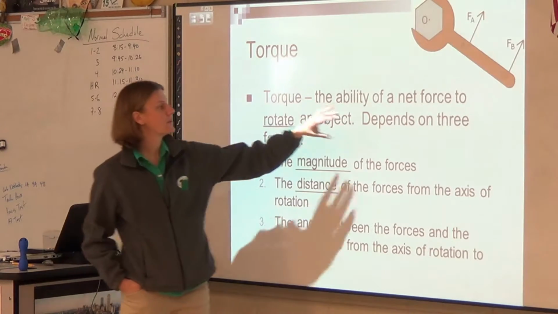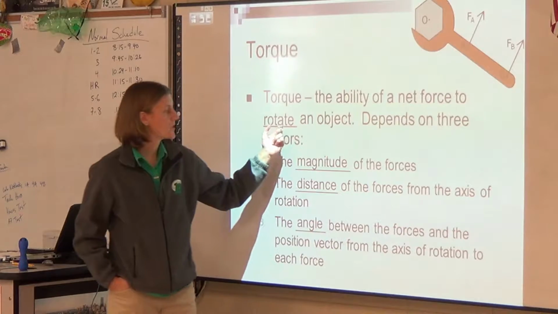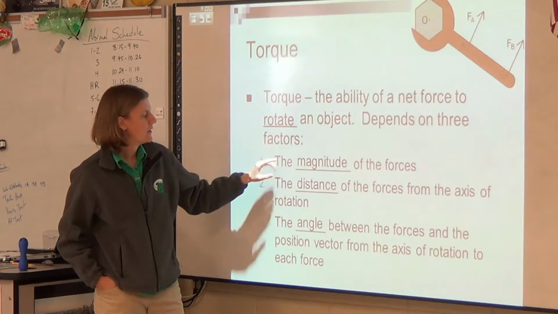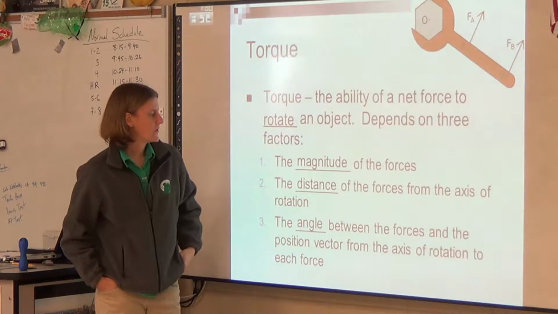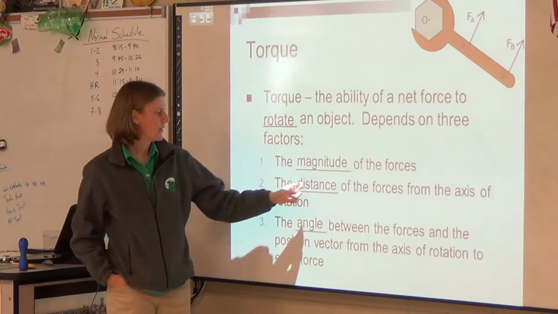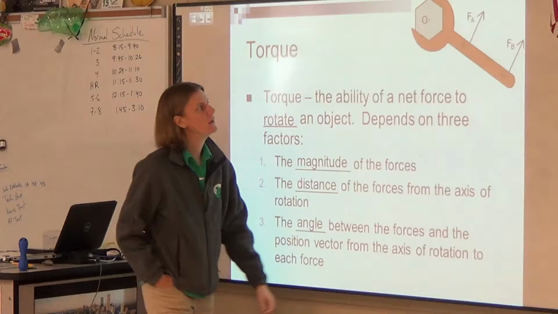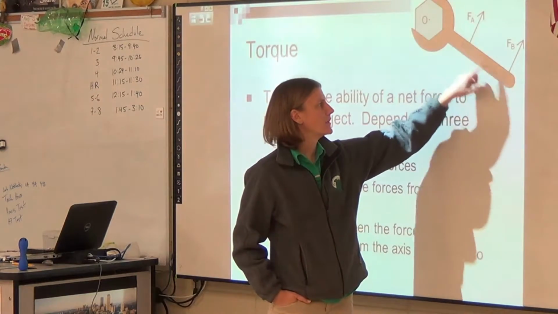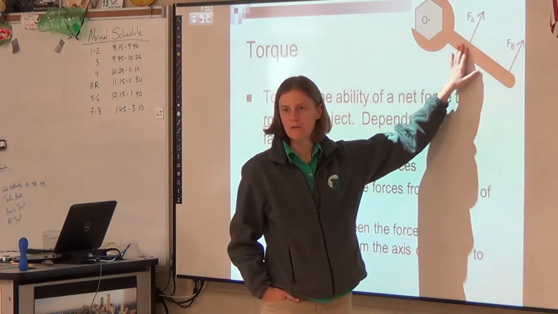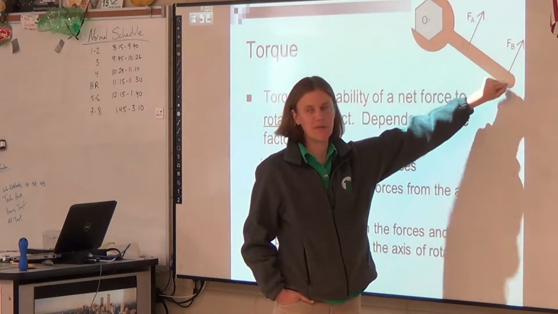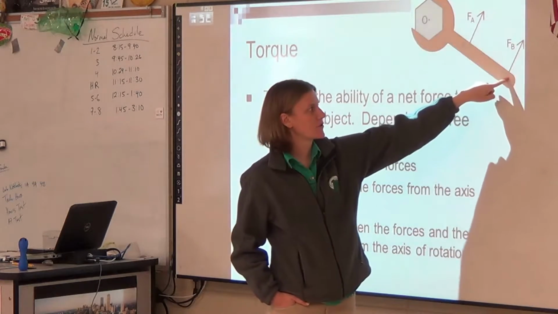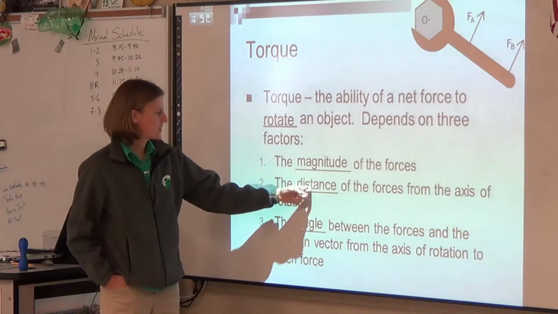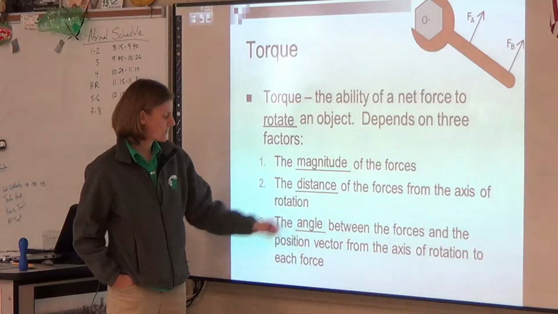Anyway, torque is the ability of a net force to rotate an object, and it depends on three factors. The magnitudes of the forces, if there's more than one. Where these forces are. So you could obviously twist this wrench, but where would it be easier? Yeah, if you grip it at B, you would not need to exert as much force as you would at A. So distance away from the rotation point always matters.